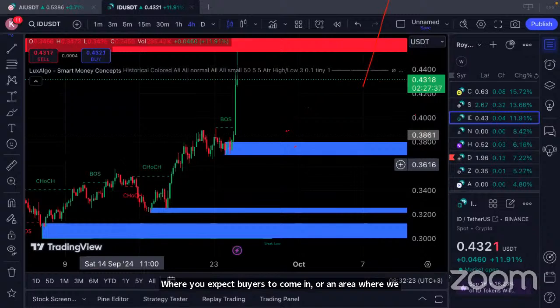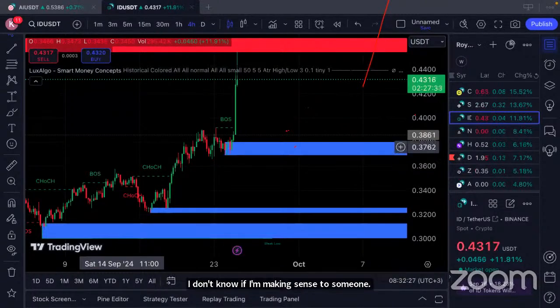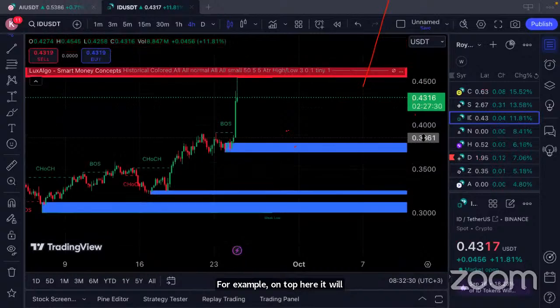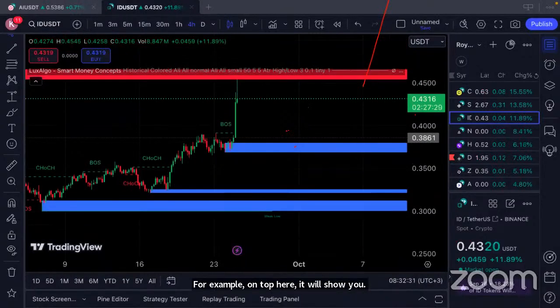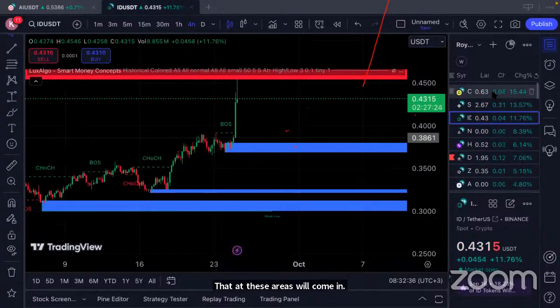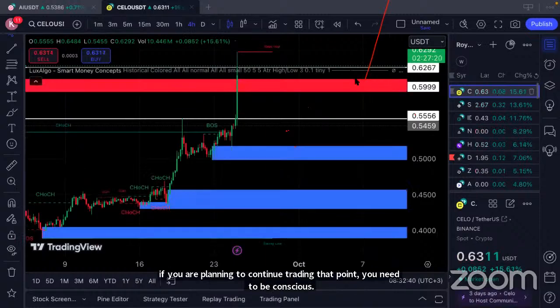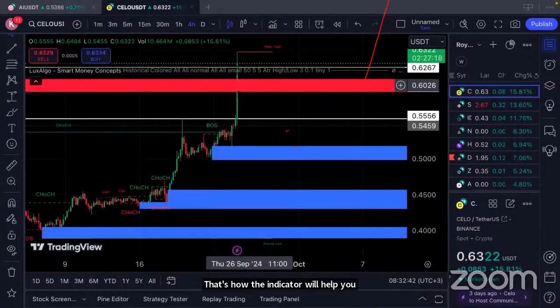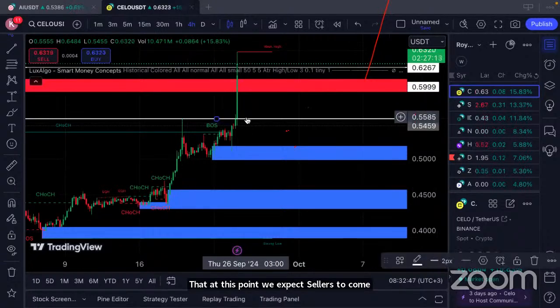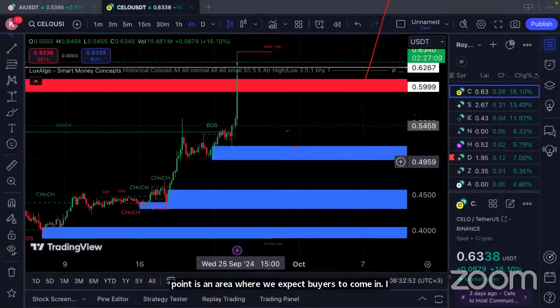For example, on top here, it will show you that at this area, sellers will come in. So if you were planning to continue trading that coin, you need to be conscious. That's how the indicator will help you. At this point, we expect sellers to come in. At this point, it's an area where we expect buyers to come in. So it will help you using these order blocks.